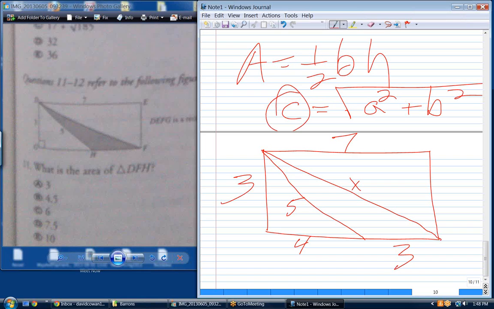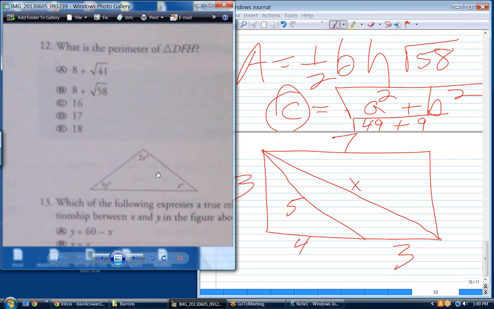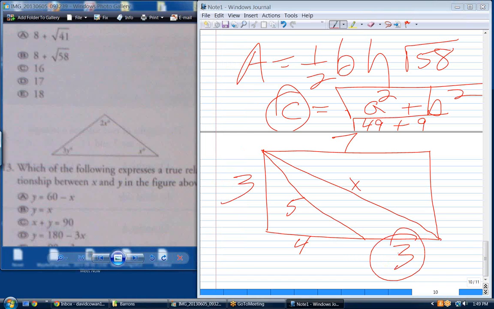So that would be 49 plus 9, square root of 58. Let's look at our answers and see if there's one with square root of 58. Aha! Right there. So what's the answer? 8 plus square root of 58, so B? Yes, because the perimeter is 3 plus 5 plus x, and x is square root of 58.